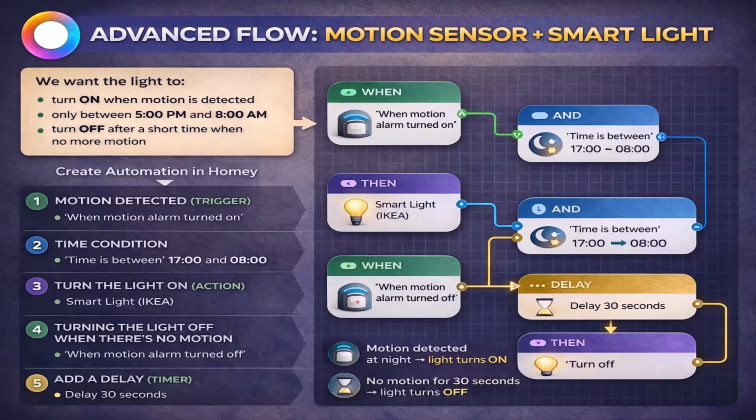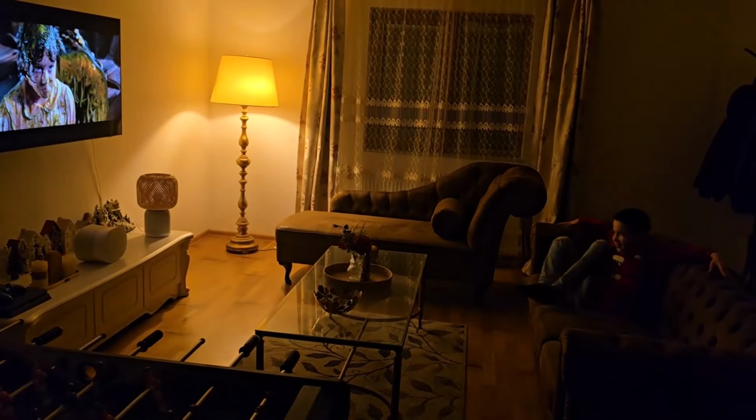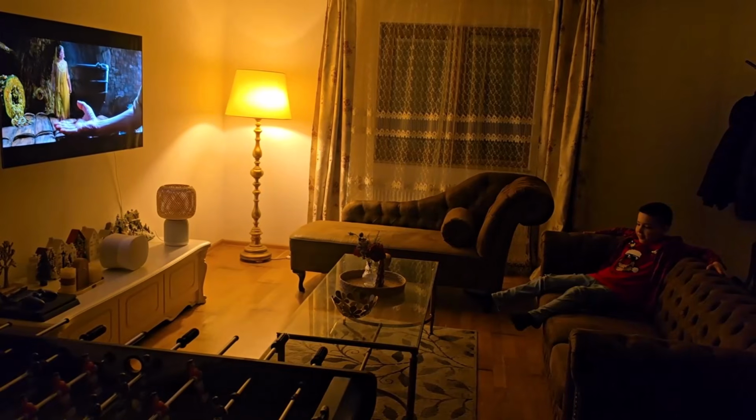So as you can see, adding devices from different brands is easy. Now that we have a motion sensor and a smart light, we can move on to more advanced automations. What do we want to do? We want the light to turn on when motion is detected, only between 5 p.m. and 8 a.m., and turn off after a short time when there's no more motion. This is a perfect example of an advanced flow because everything is visual and easy to follow.